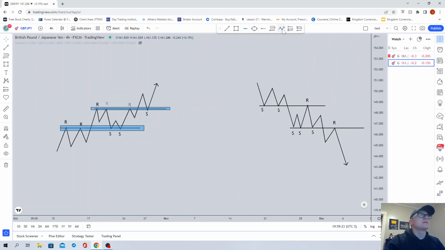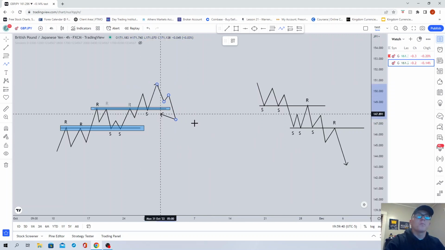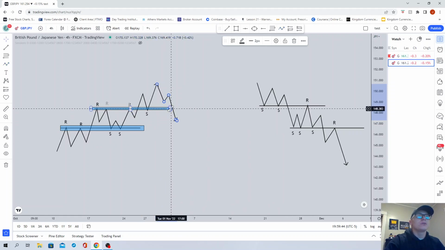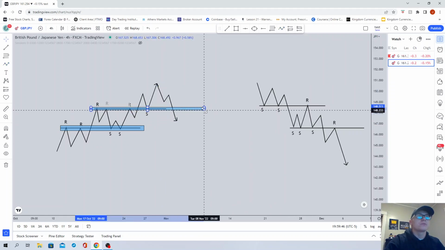Unless price does something like this, and then breaks under this last significant higher low. Why is this the last significant higher low? Because this is the highest high, and that's the push that created that. So now we are in bearish structure. What can we anticipate from this point? If we drag this out, obviously support and resistance holds over here just as it does over that way.